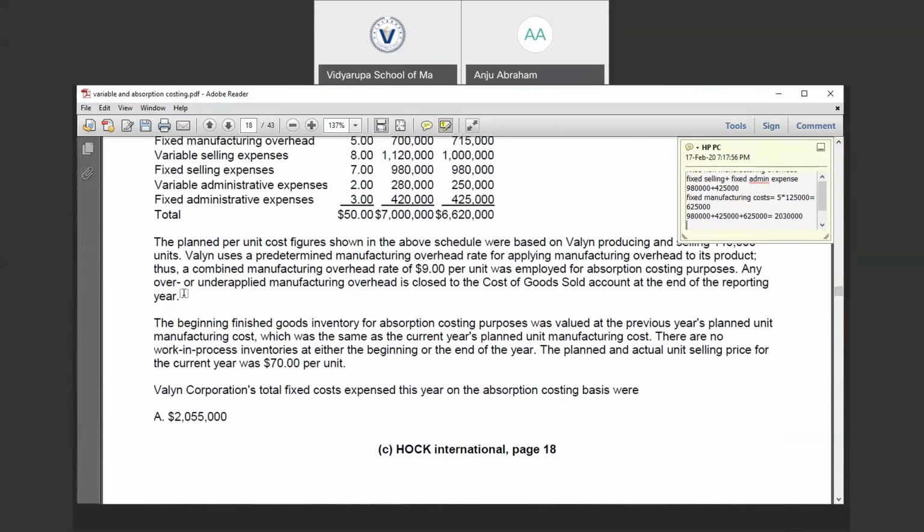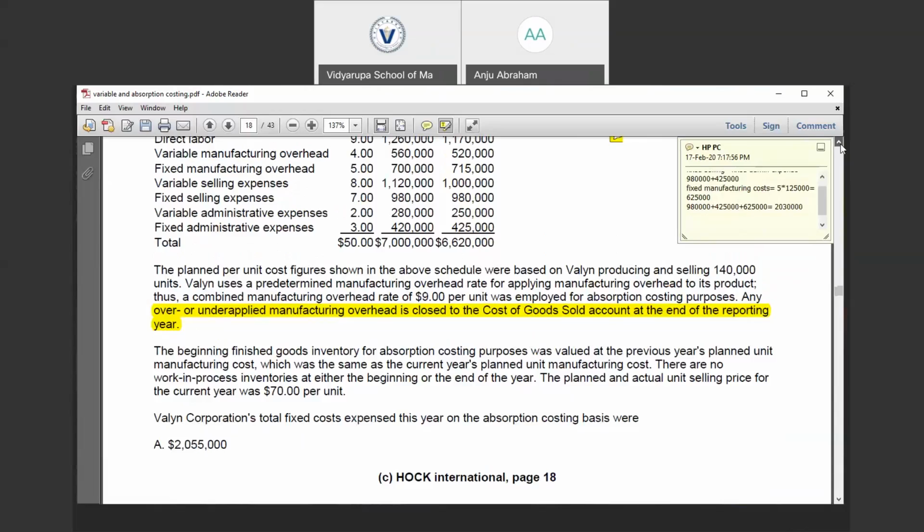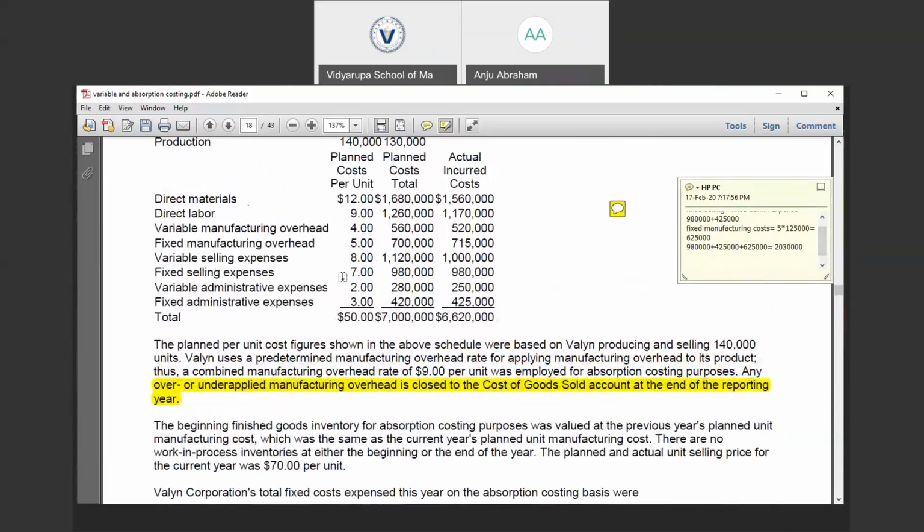Any over or underapplied manufacturing overhead is closed to the cost of goods sold at the end of the reporting year. So, if there is any under or overapplied manufacturing overhead, that is to be either added or deducted to the cost of goods sold, depending on whether it is underapplied or overapplied. So, we know that the fixed manufacturing overhead that we expense to this particular period is 5 into 125,000, which is 625,000. Right. So what is the actual incurred fixed manufacturing overhead?